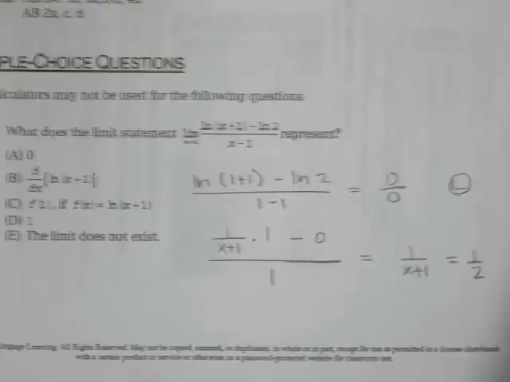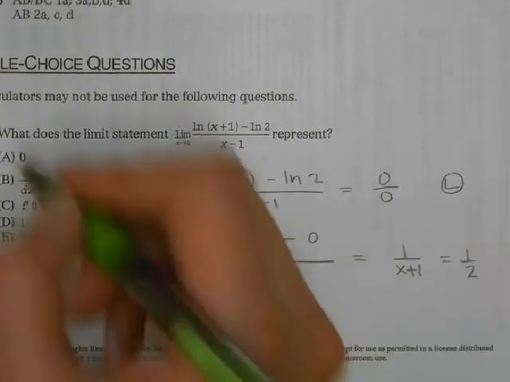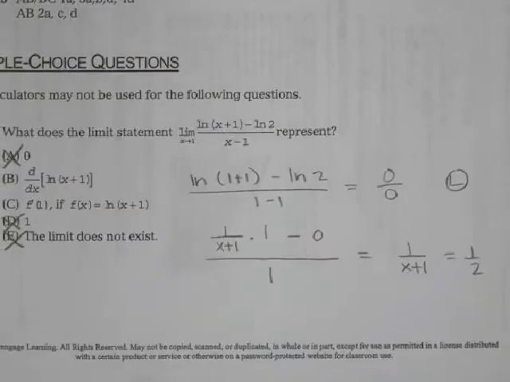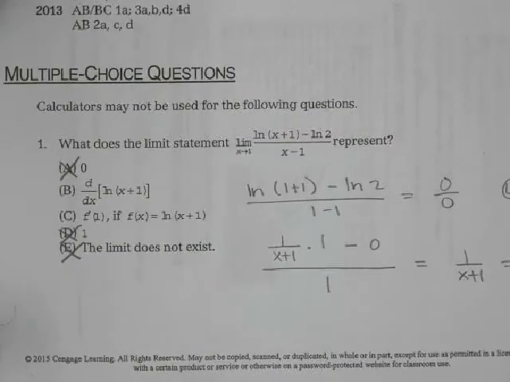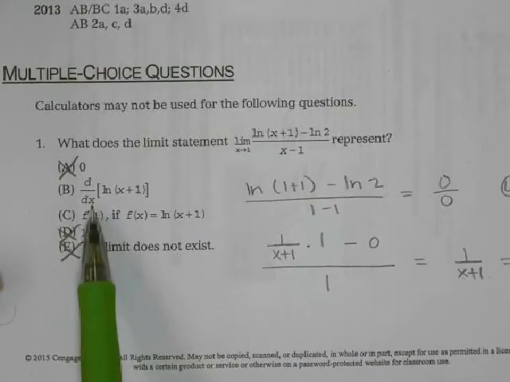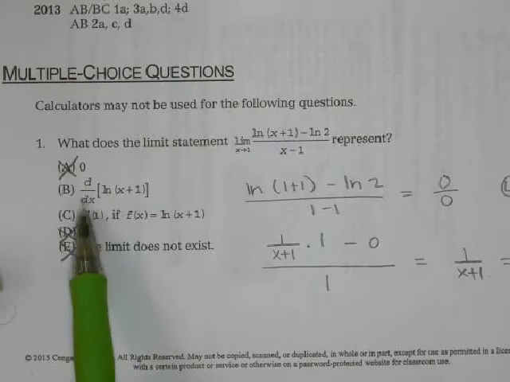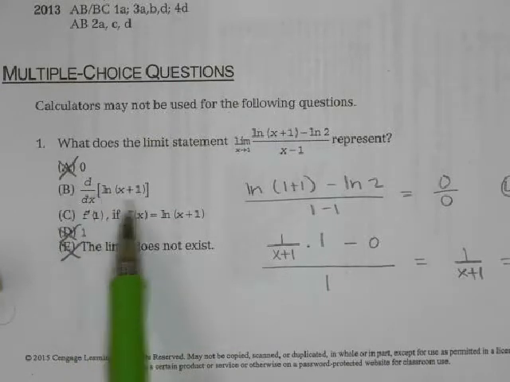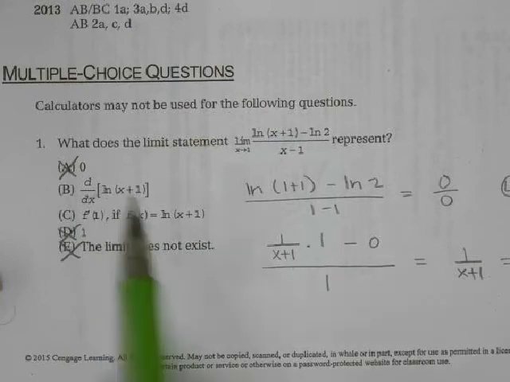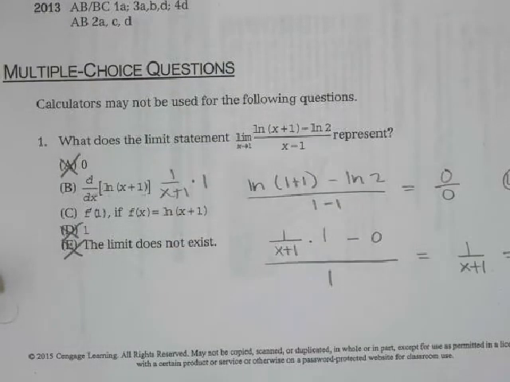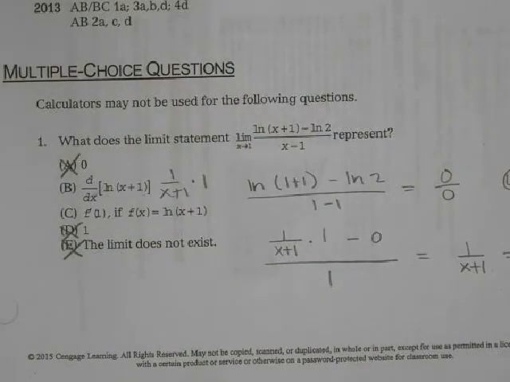So once I got that, that helped me get rid of some of my answers here. So I know that the limit exists. I know that the limit is not 1, it's not 0. So that kind of narrowed it down to these two. So b, d dx, parentheses around ln x plus 1, means the derivative of this. So the derivative of ln x plus 1 is 1 over x plus 1 times 1. And that's part of the answer, but that doesn't include the part where we plug 1 in and evaluate it.